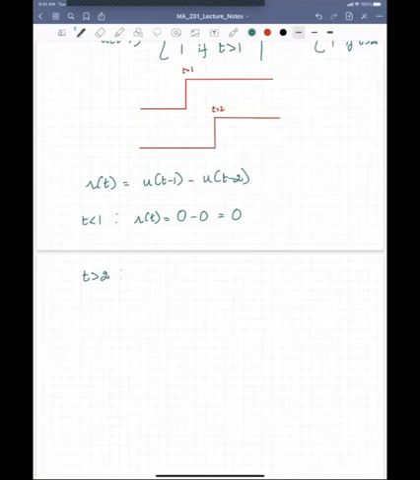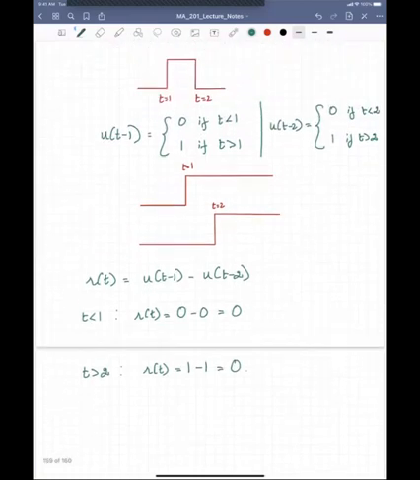For t greater than 2, u of t minus 1 is 1 because u of t minus 1 is 1 for any t greater than 1. So 2 is certainly greater than 1. So R of t in this case would be 1. And u of t minus 2 is also 1 because for t greater than 2, u of t minus 2 is also 1. So 1 minus 1, this is 0. These two guys completely cancel each other. So for t greater than 2, this function is 0. Okay, so this is all. So we have been able to reproduce this region and this region.